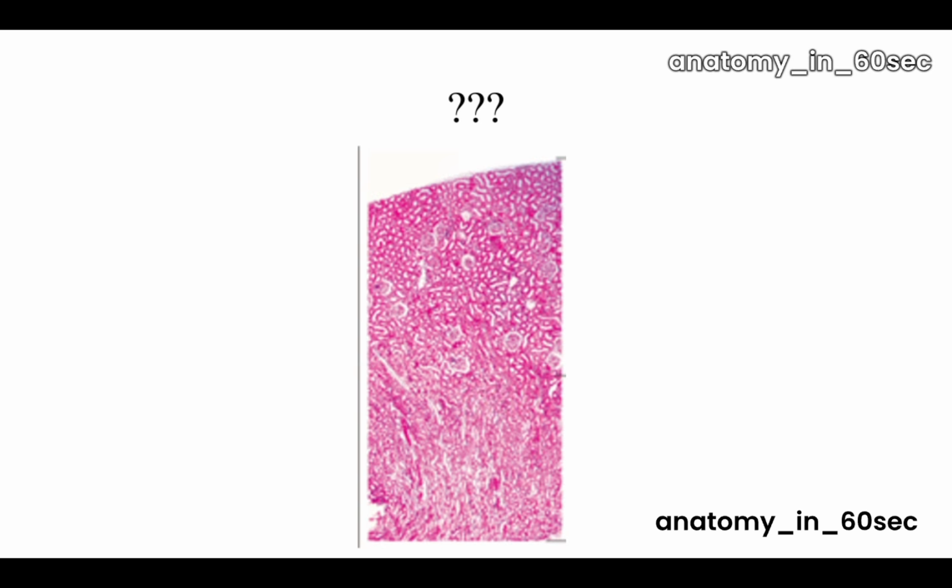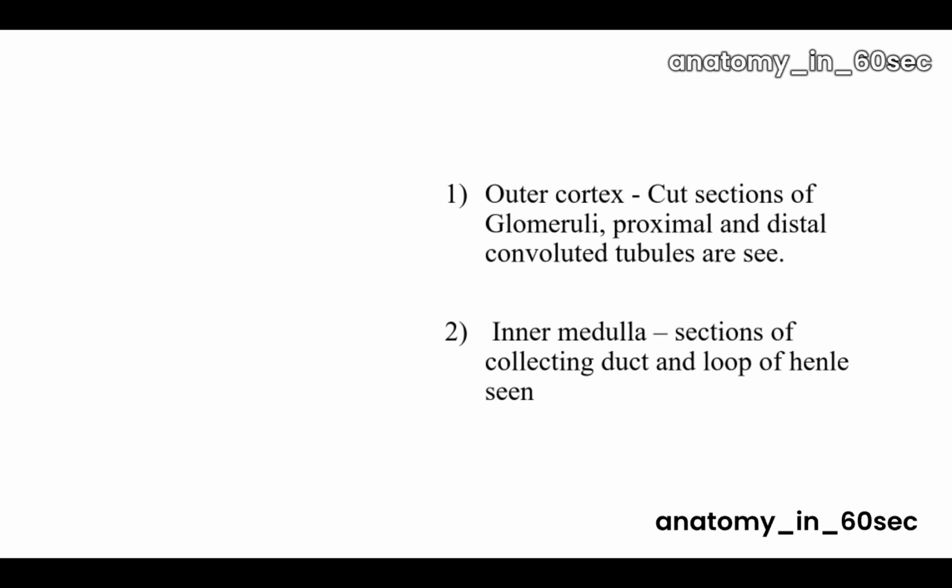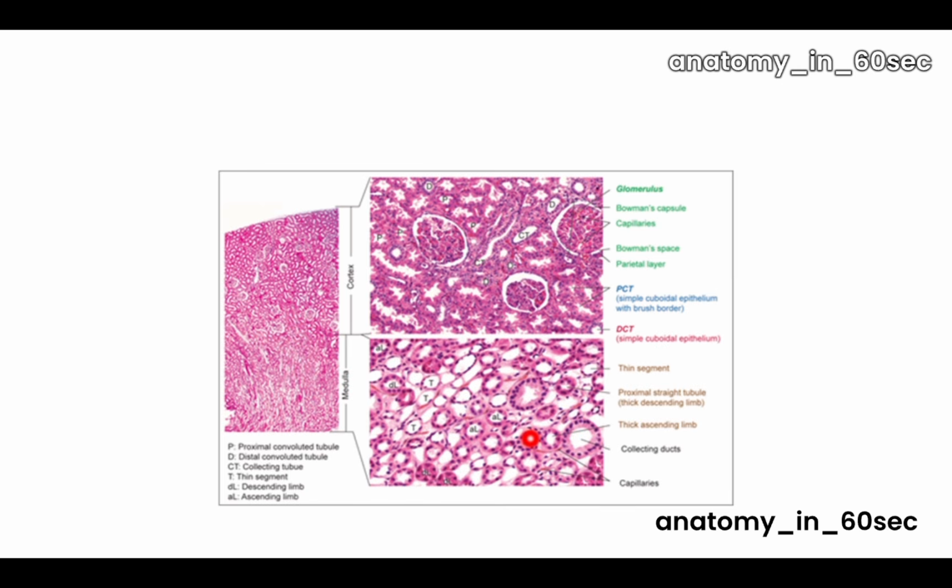Try to identify this slide. So what do you see here? Can you appreciate some different structures here? So what are they? It is the slide of kidney. Kidney has an outer cortex and inner medulla. We have to concentrate on the glomeruli. This is the key identifying feature for a kidney slide. So when we see this, these are the glomeruli.